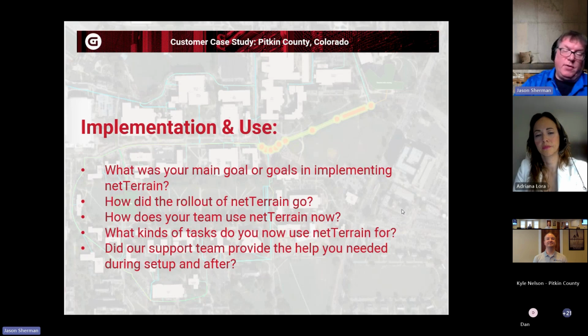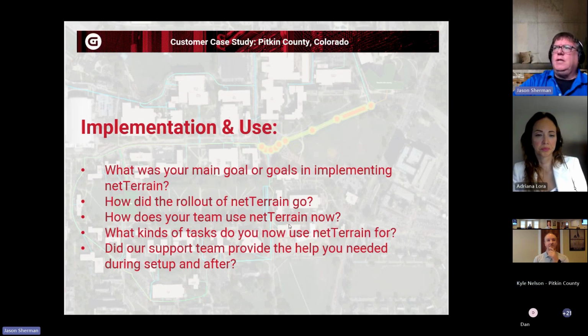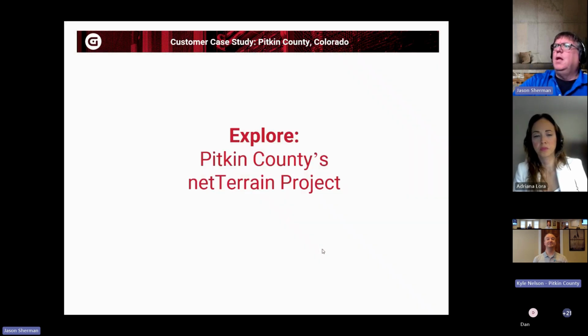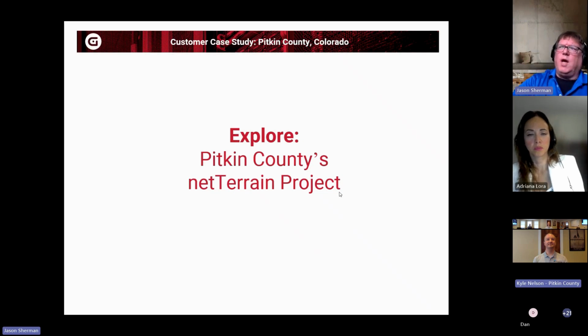So those are other uses that it comes into play. That was kind of talking about the rollout. We'll talk about how your team uses netTerrain in a second, because you've got some screenshots for us, and I'd like to get into those. I think you talked about tasks, and also the screenshots, and we'll talk about how you use it as well. And you already talked about support with netTerrain and some of the interactions you've had with us. So that's great.